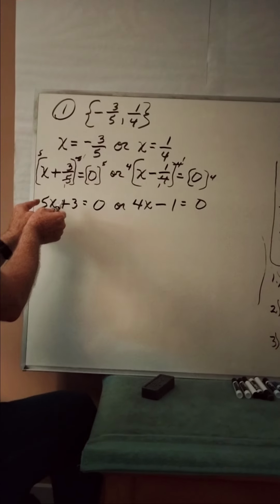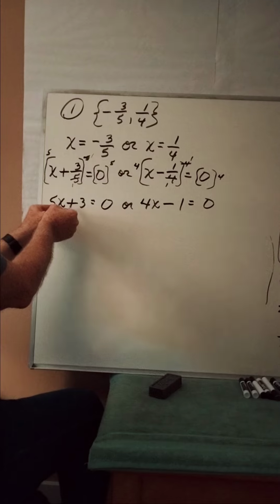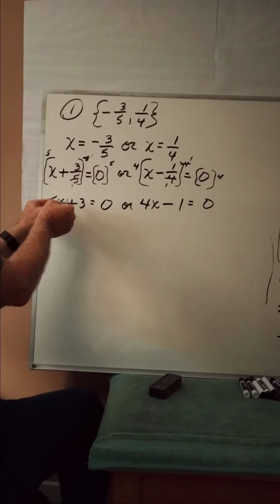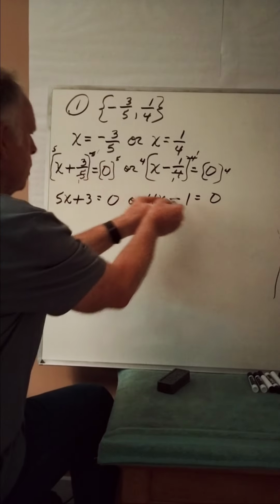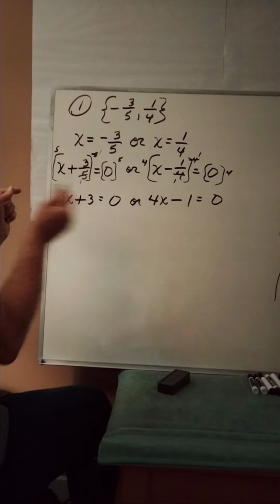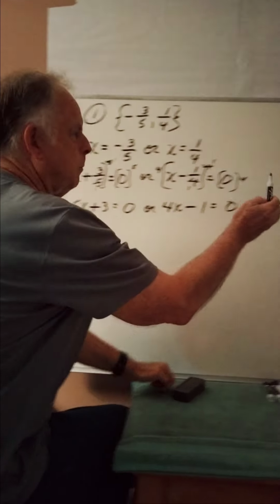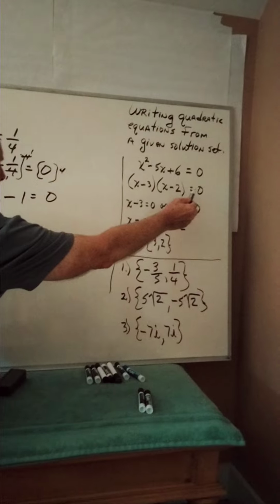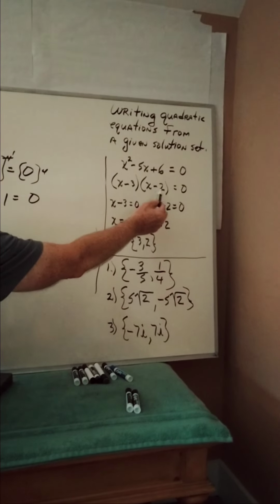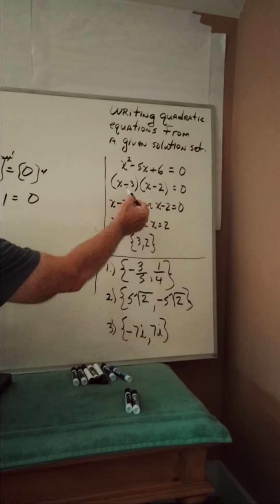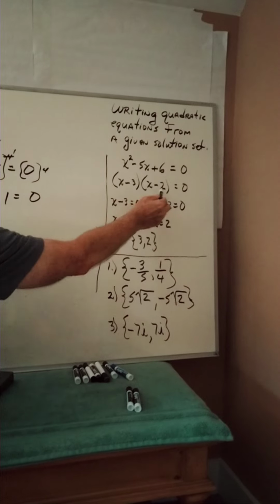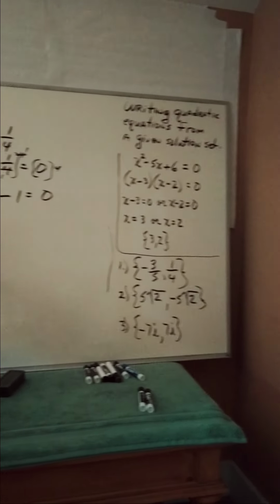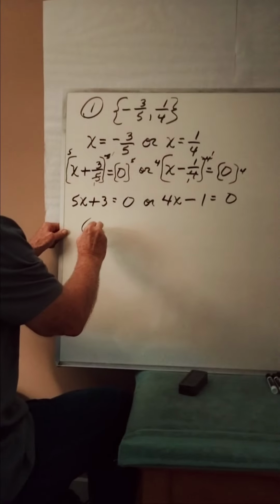Now, we take each of these two binomials, the 5x plus 3, along with the 4x minus 1. If you want to know where I'm at, I'm right here. I basically want to get to this point right here. That's where I want to get. So we're going to take this 5x plus 3.